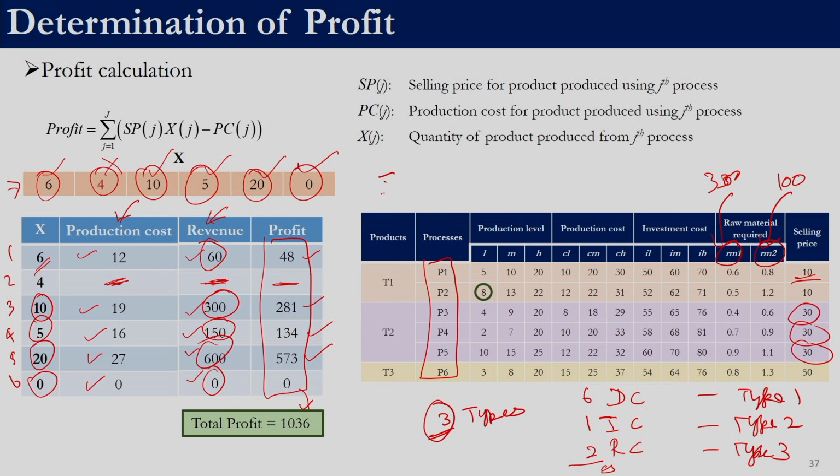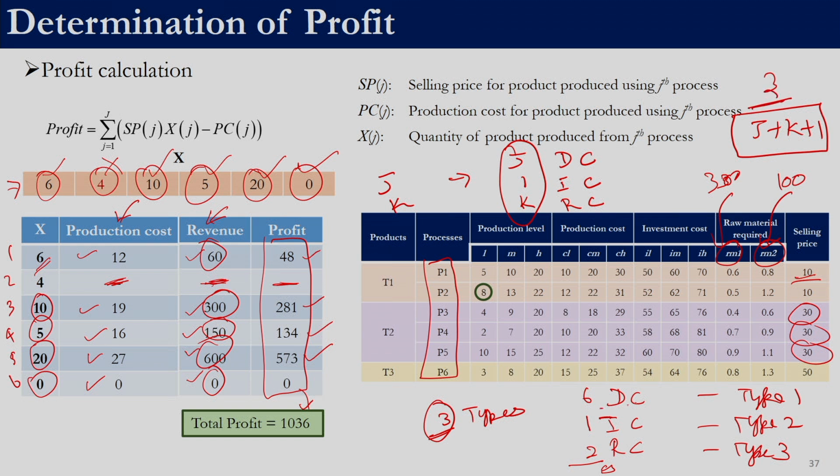So, if we have j processes, we are going to have j domain constraints, one investment cost constraint, and if we have k raw materials which are available in limited quantities, we are going to have k raw material constraints. So, the total number of constraints is j plus k plus 1. The types of constraints are three: domain constraint, investment cost constraint, and raw material constraint. Remember, as per the problem definition, we do not have any constraint on production cost. Production cost is required to calculate the profit.